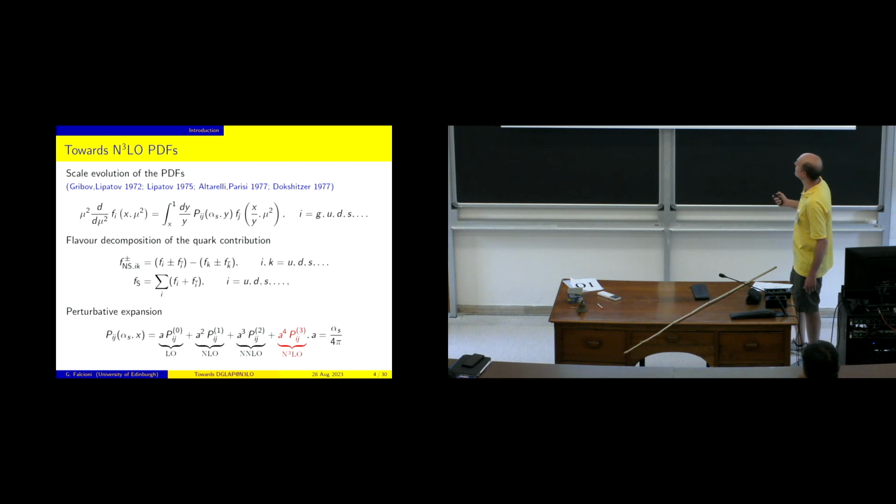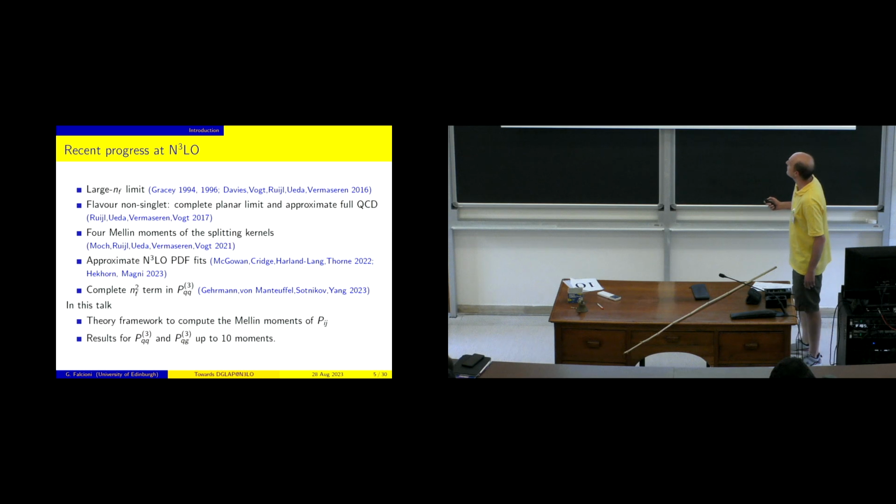So the PDFs, of course, evolve with Altarelli-Parisi DGLAP splitting functions that mix quark densities with gluon densities, and for this reason, it's convenient to break them down into flavor non-singlet contributions, which cannot mix with the gluon, and singlet ones. And then you need to compute perturbatively the kernel. And if you want to get to N3LO, you need a four-loop calculation of these kernels. So recently, there has been lots of progress, of course, in this direction.